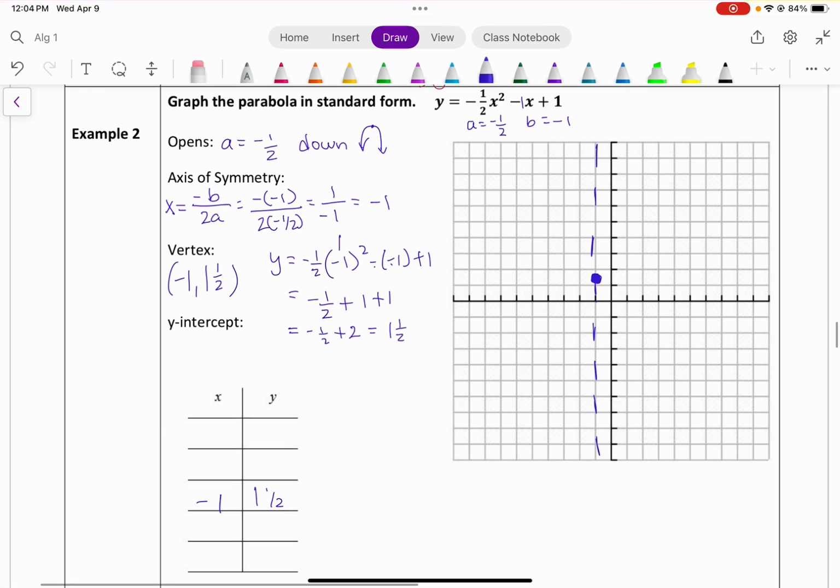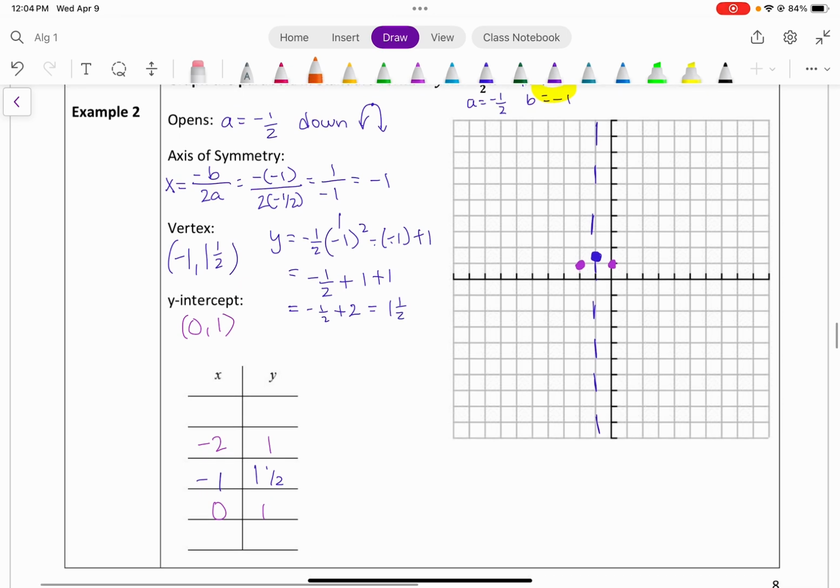Now, just by looking at my equation, I see that my y-intercept is 1. So I could graph the point (0, 1) and put that in my table. I'm going to graph that. Here's my y-intercept of (0, 1). And when I mirror that, I find that the point (-2, 1) is also on my graph. So I've got 3 points. I just need one more.